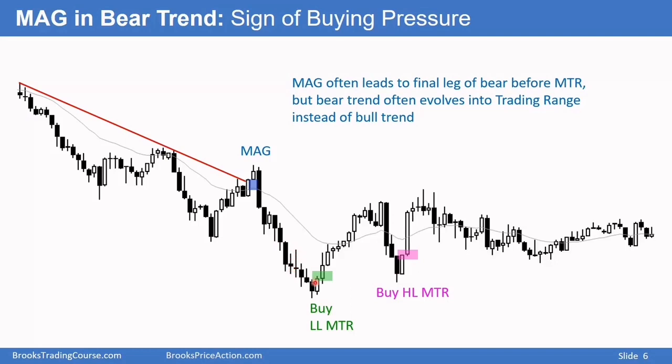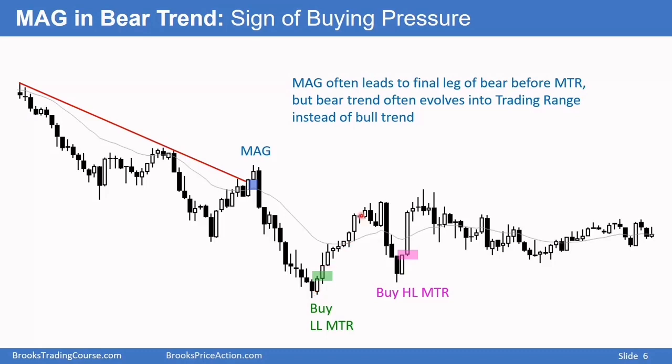We have a pullback, and then we're trying to reverse up again. A second time the breakout below this low is failing. It's a higher probability buy. 2-bar reversal, good looking bull bar, and it's a reasonable buy. Is it a true major trend reversal? It might not be because this channel is so tight. However, it's a reasonable try.